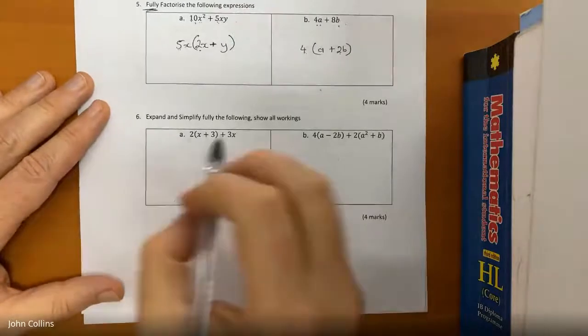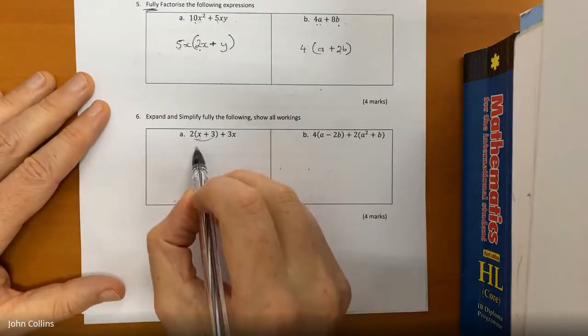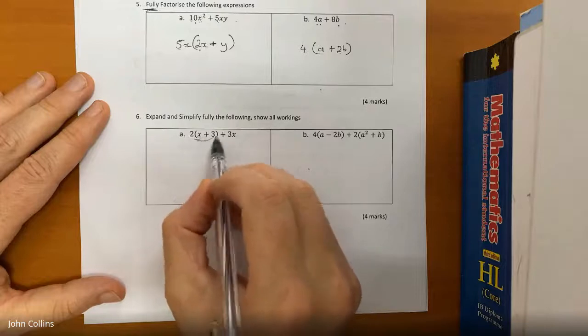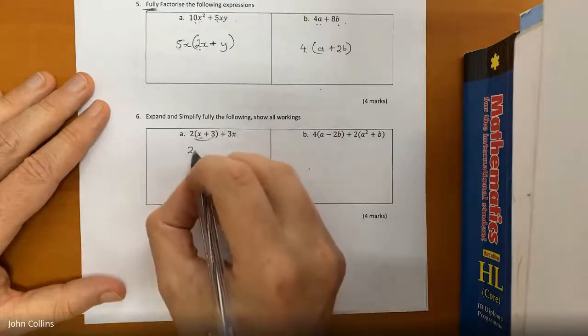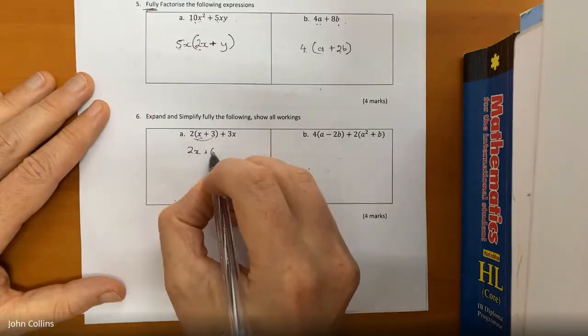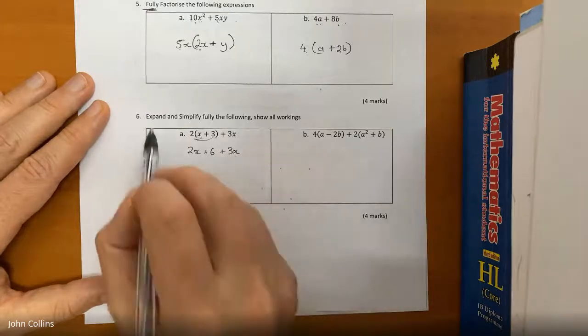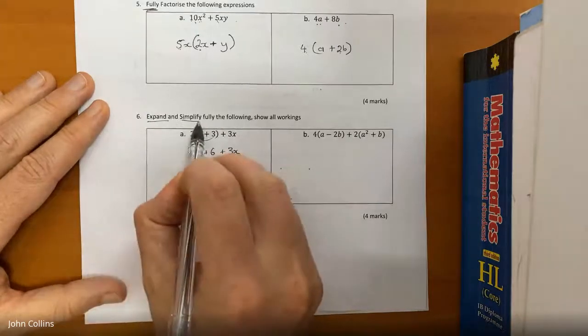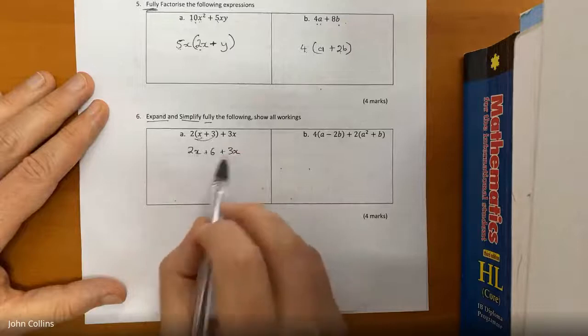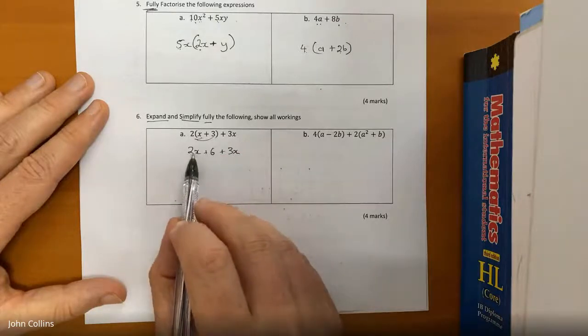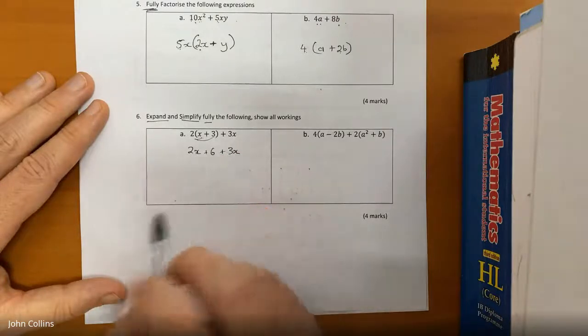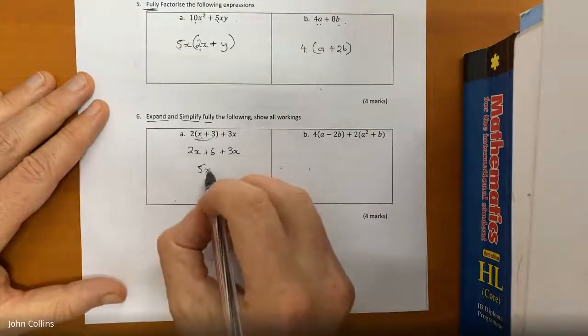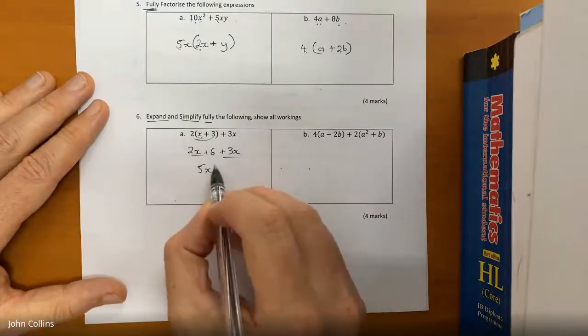Simplify. So that's the opposite thing. So we've got to multiply these out. So using distributive rules. So 2 times both these things. So that's going to be 2x plus 6 plus 3x. That's it expanded. Now I want to simplify fully. So add any like terms. 2x plus 3x gives 5x's. So that's those two added together, and I have a plus 6.